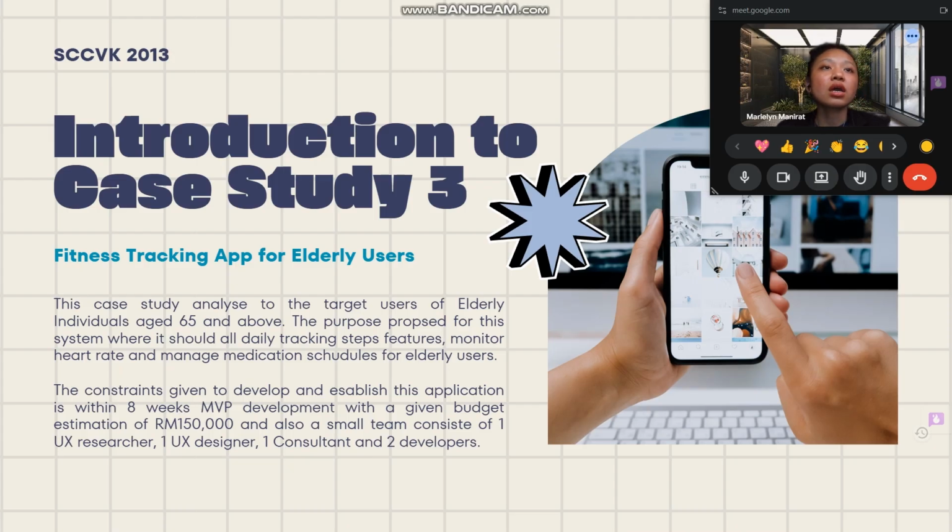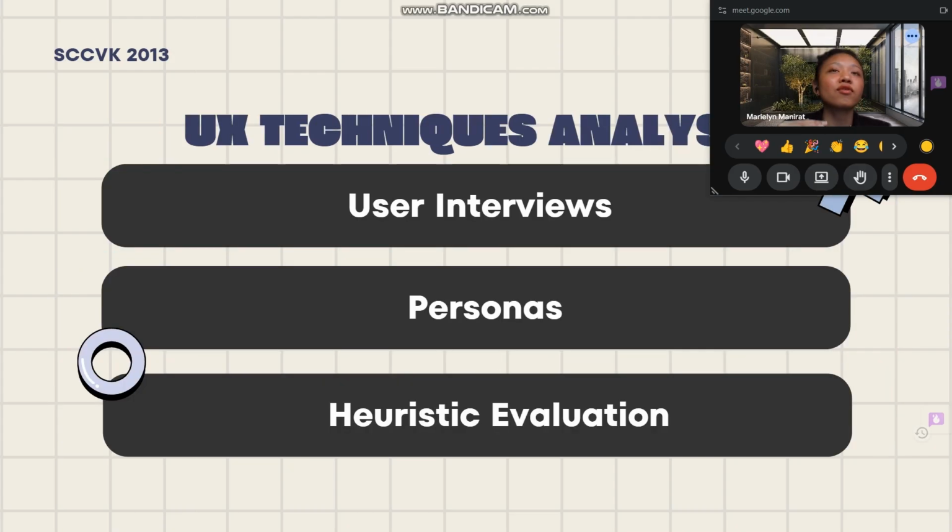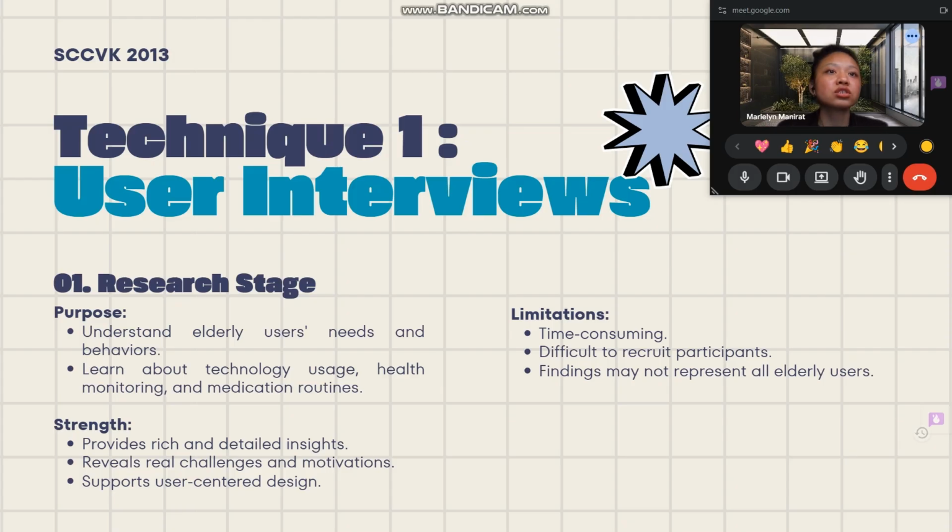There are several challenges to consider, including age declines in vision, memory, and motor skills, compliance with the WCAG accessibility standards, and hardware limitations such as the small wearable screens that elderly users face when using the applications. To address these challenges, the UX techniques selected for this analysis are, first, user interviews, second, personas, and third, heuristic evaluation. Let us move on with our first technique, user interviews.